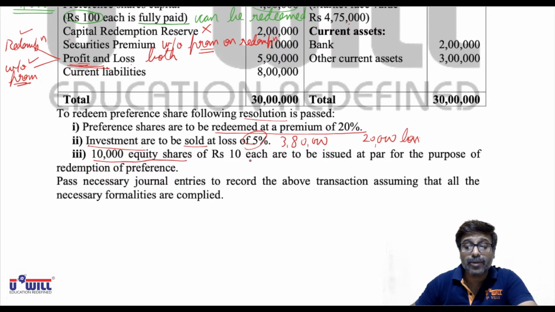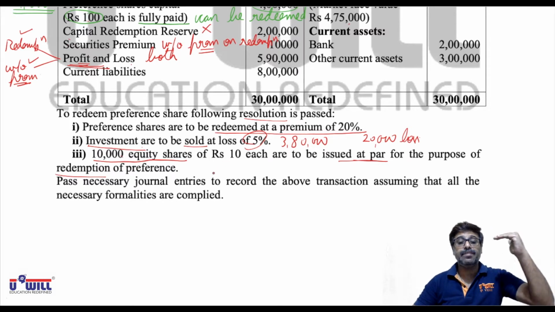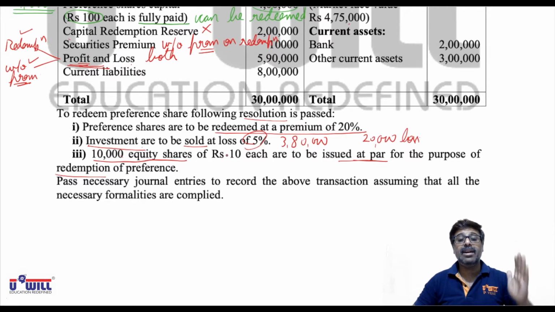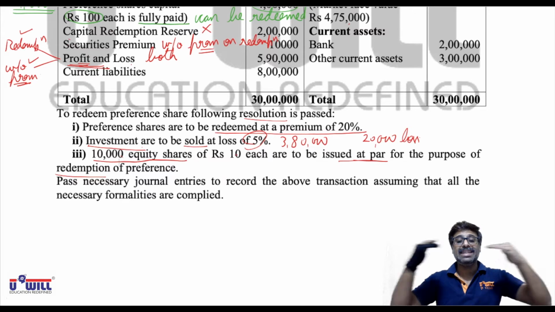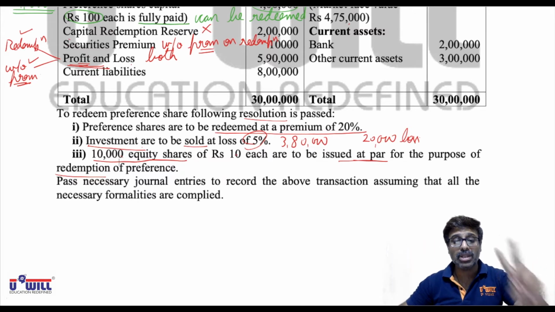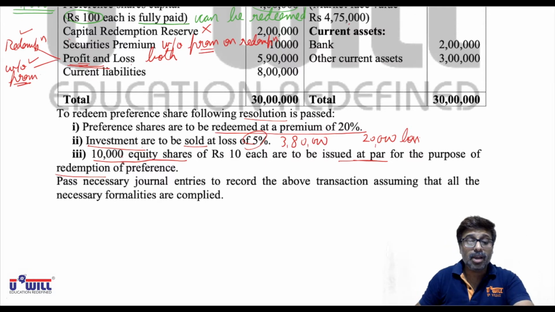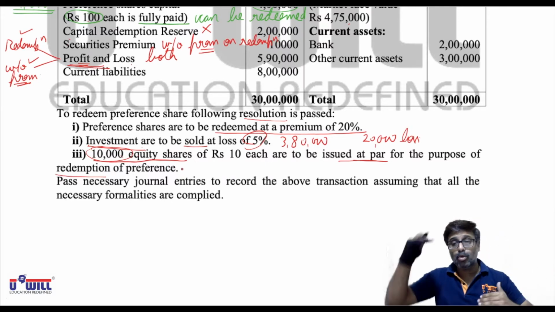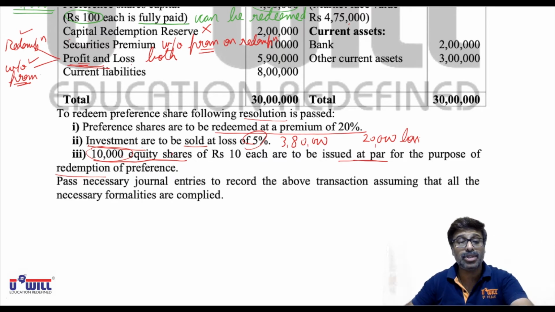10,000 equity shares of 10 each are issued at par for the purpose of redemption of preference shares. So 10,000 into 10, share capital will increase by 1 lakh rupees. For the remaining amount, we will transfer the profits to capital redemption reserve so that the total capital remains intact. So we are going to use both the resources in this question, profits also and equity shares also. Equity shares already given, 10,000 are issued. So whatever deficit remains to balance the share capital, that we will transfer from profits to capital redemption reserve.